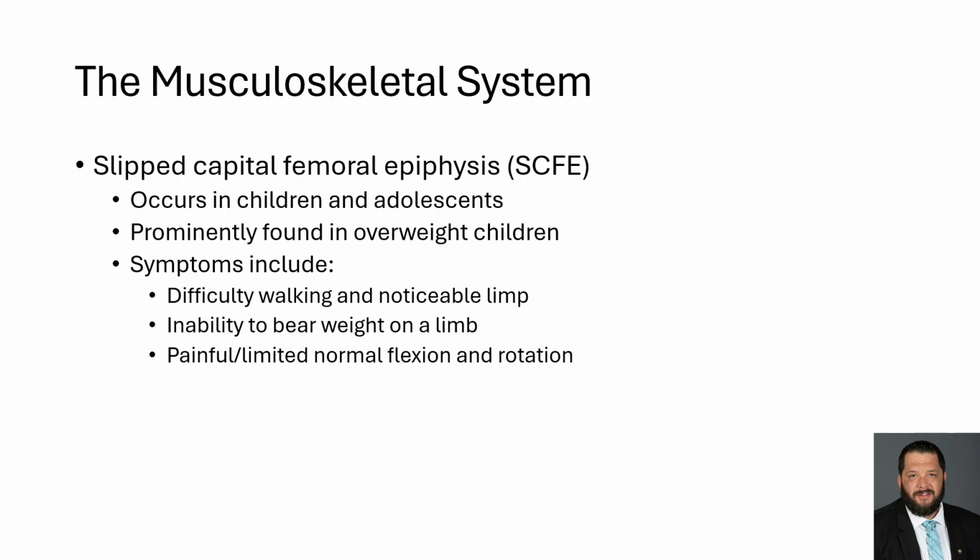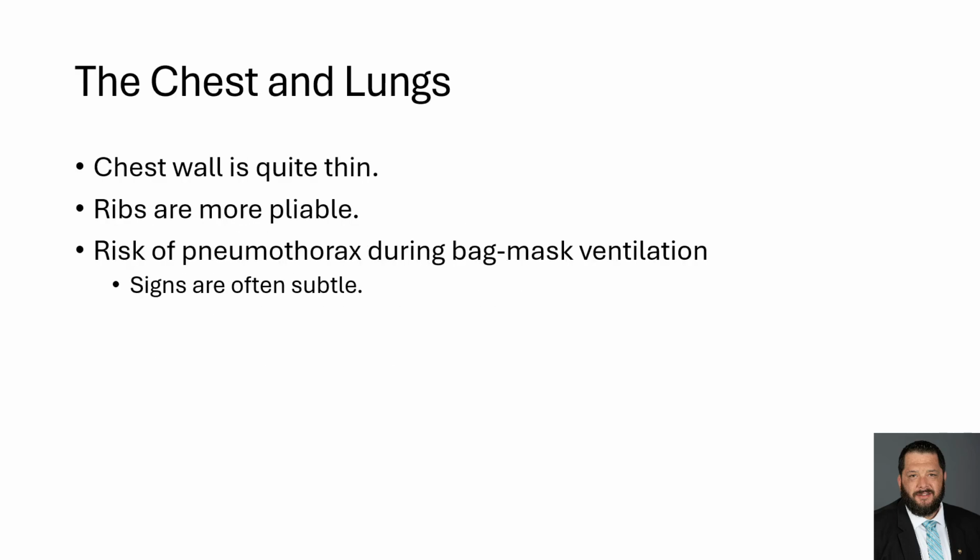Slipped capital femoral epiphysis. This occurs in children and adolescents. It's prominently found in overweight children, and symptoms include things like difficulty walking, a noticeable limp, inability to bear weight on a limb, or painful or limited normal flexion and rotation.